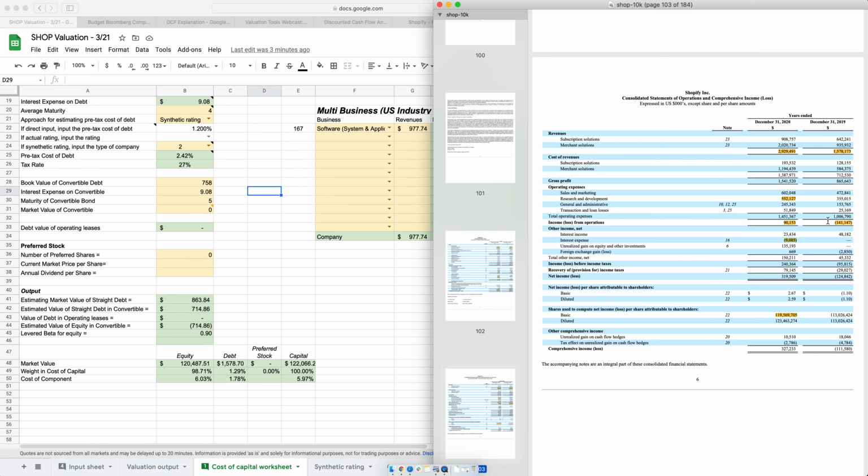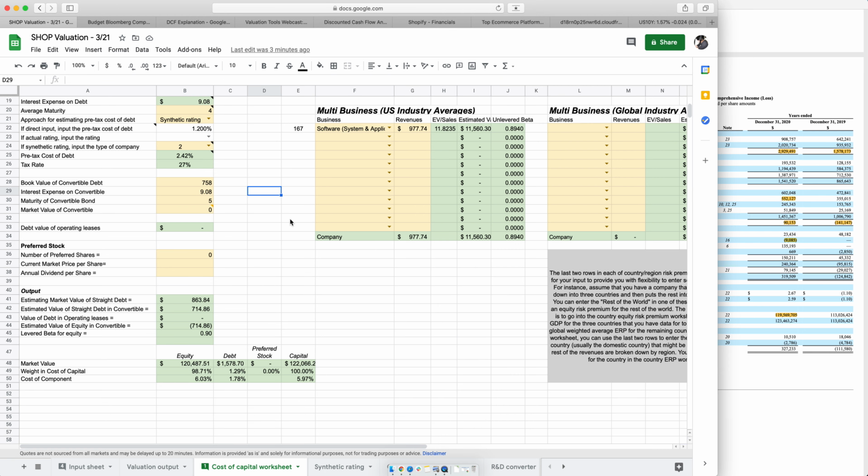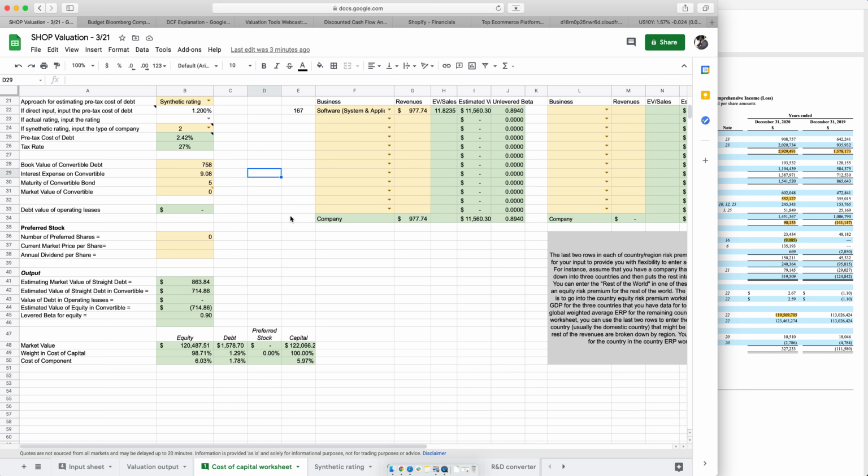How would you calculate this? I'm not quite sure. If anyone knows, let me know down below, and I'll incorporate this next time. But in the meantime, we're going to skip over that. And then preferred stock, they don't have any preferred stock, so I just left that blank as well.